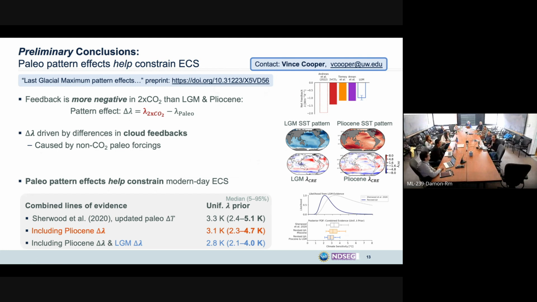During the LGM, except for the SST pattern changes, the sea ice pattern also changes. Will the sea ice pattern also have feedback that influences the sensitivity?